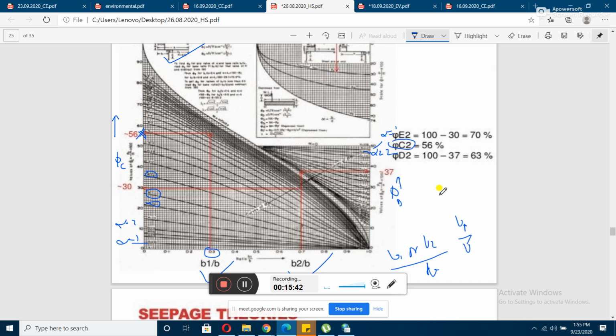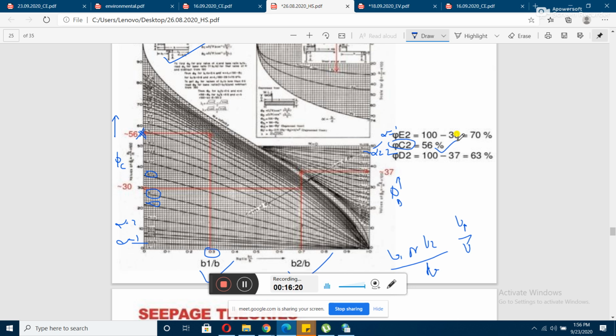Okay, so what we will be doing? We will be locating the b1 by b point. Then we will be drawing a perpendicular to the curve of alpha equal to some value that we have calculated. From that we will again draw a horizontal, and the value on the axis where it intersects, the ordinate value, will give us the value of phi c2 from the curve, right? You can see that it turns out to be 56%. So the phi c2 value is 56%. Okay, in this way we have got your phi c2 value.